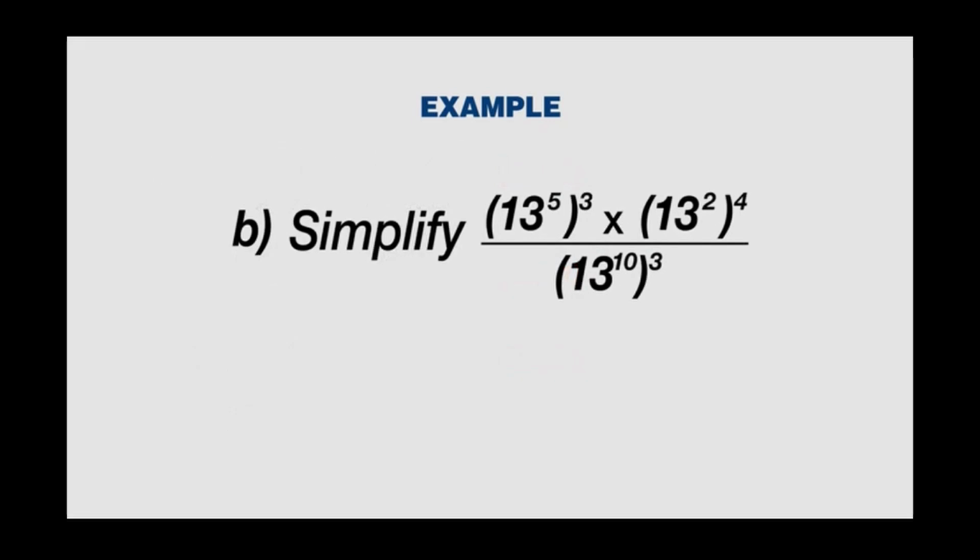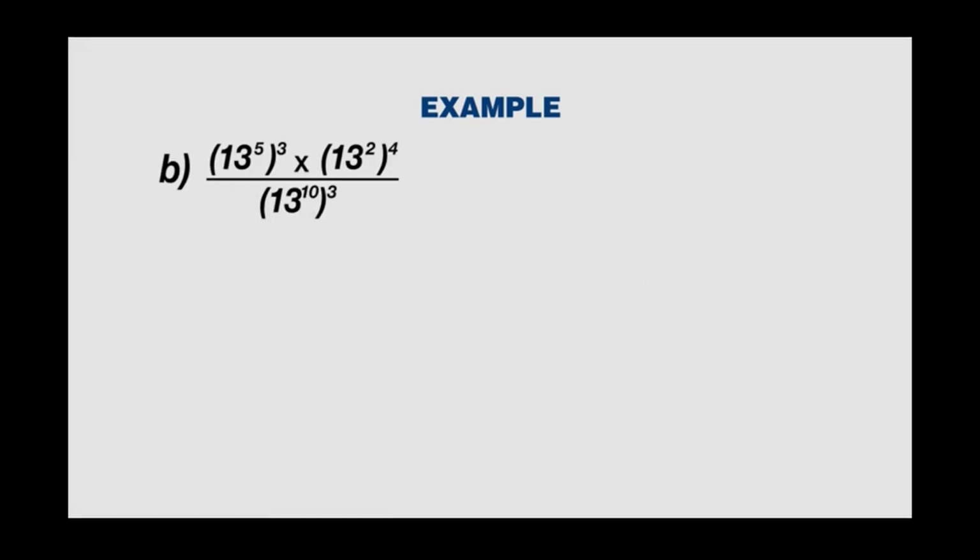Now in the second question, we have 13 raised to the power 5 all raised to the power 3 times 13 squared raised to the power 4 divided by 13 raised to the power 10 all raised to the power 3. So again, we will start by using the law of powers for each of the terms. That gives us the first term to become 13 raised to the power 5 times 3, times the second term in the numerator, that becomes 13 raised to the power 2 times 4, which is 8. Then in the denominator, we'll have 13 raised to the power 30.